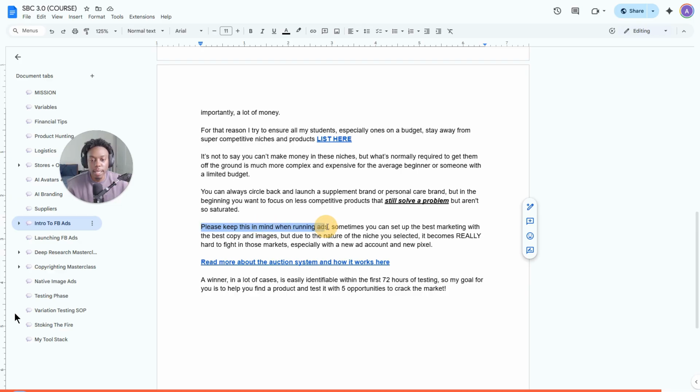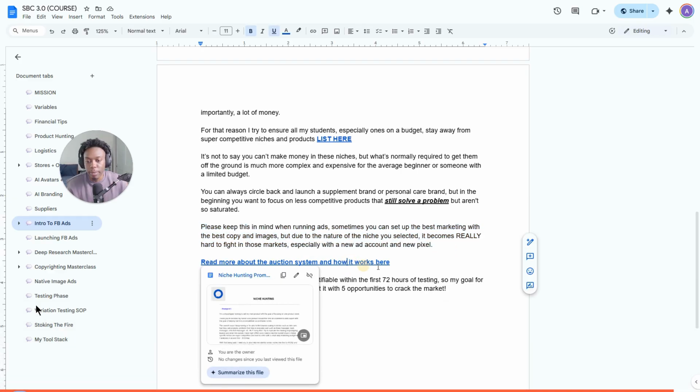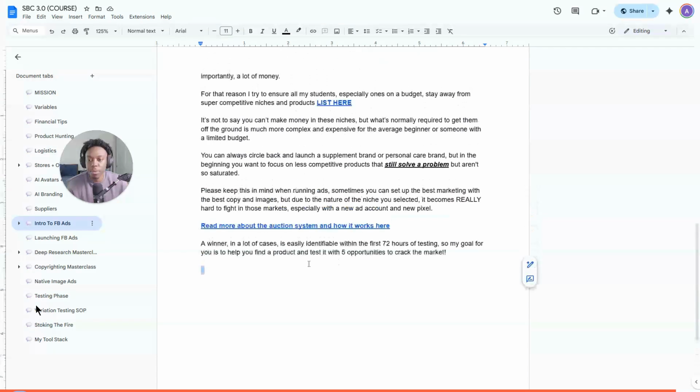But keep in mind, when running ads, sometimes you can set up everything right. You can have the best marketing with the best copy, the best images. But due to the nature of the niche you selected, it becomes really hard to fight in those markets, especially with a brand new ad account and new pixel. Like I mentioned, you can read up more on the auction system there.